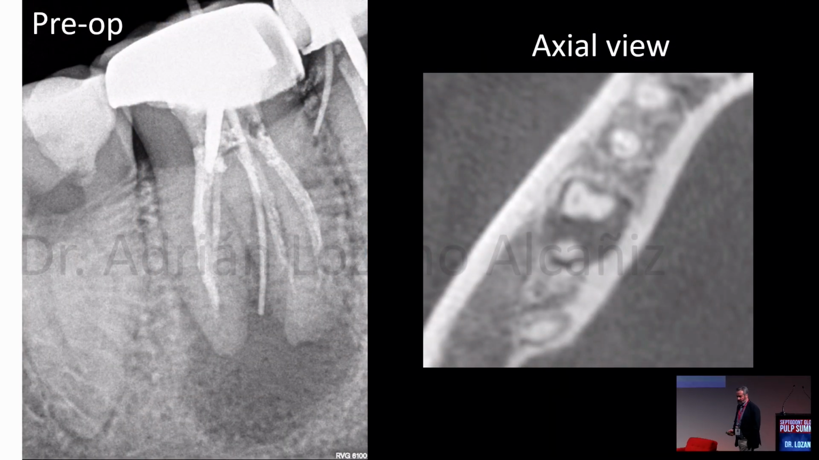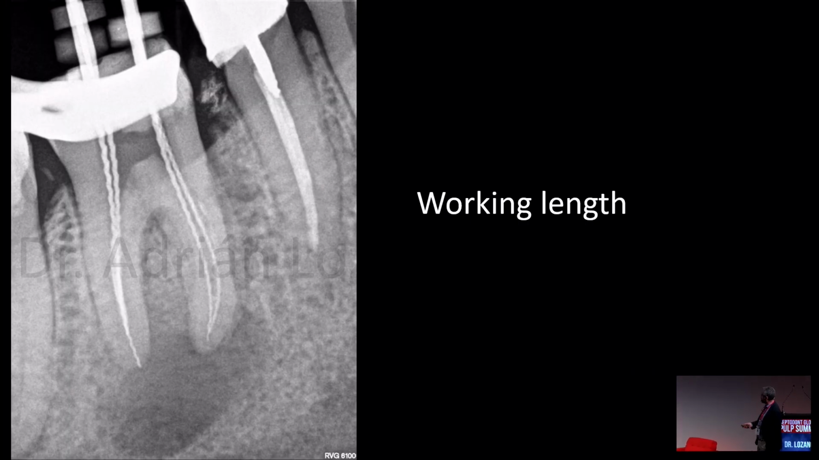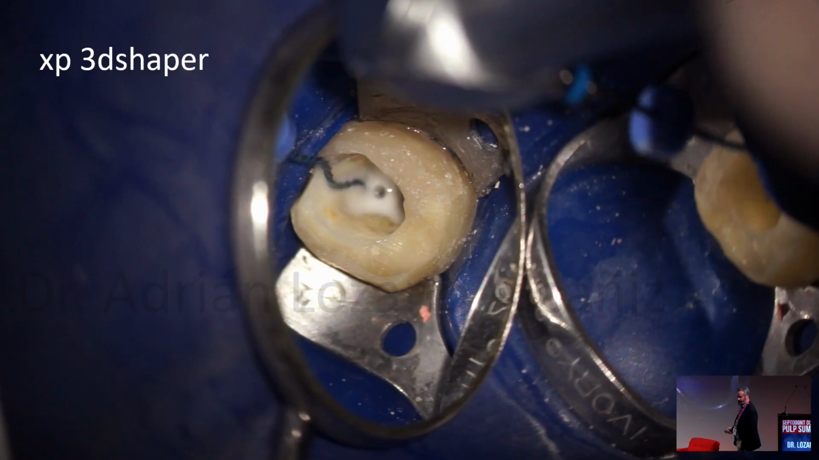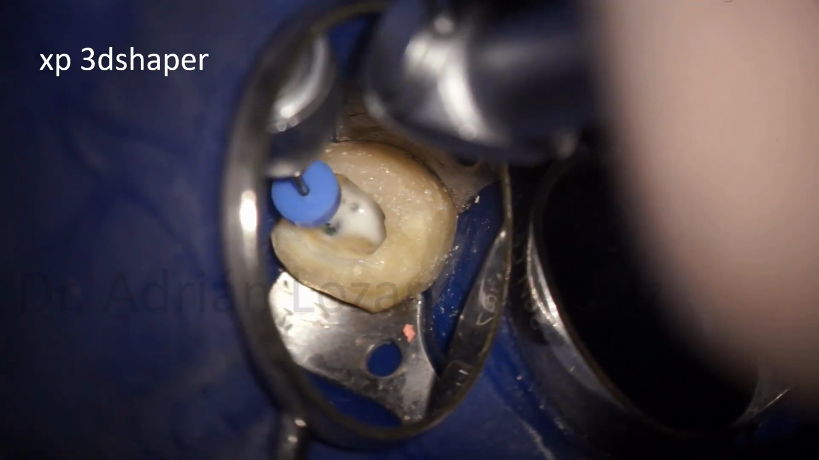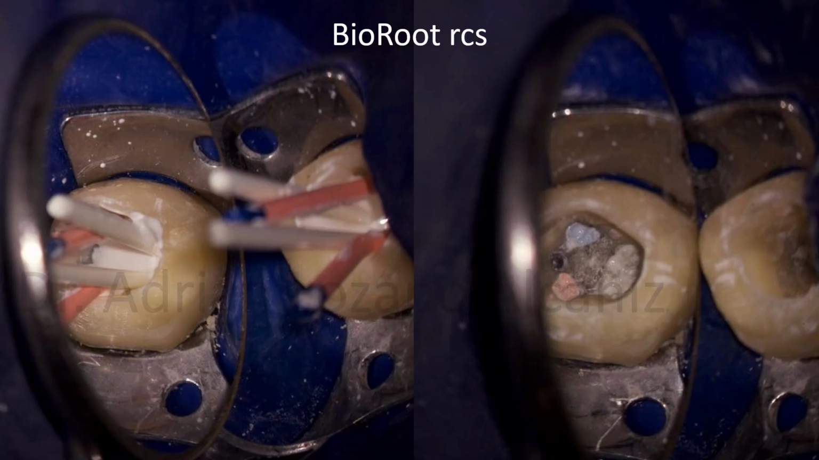This is a retreatment of a 46 with two sinus tracts. We have one sinus tract here and another here, with a big lesion, and it's very symptomatic. Look at this CBCT. I only have this axial view because it was sent to me from another country. And we do the working length. We clean the best we can. Then we do the technique we've seen before. And this is the post-op.